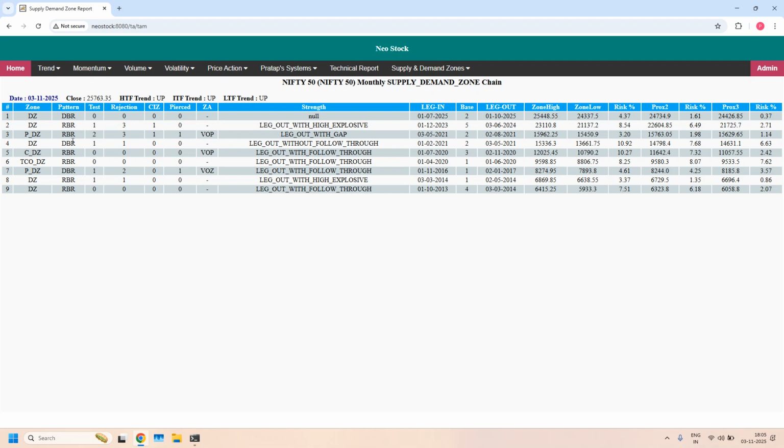In any supply demand zone chain report, always look into the zone column for finding the high liquidity zones. Look into the pierced column to find the pierced zones. Always look into the LTF trend to find the trend of the current time frame you have selected. We already learned one time frame higher is ITF, one more time frame higher is HTF. Follow the rules for all the supply demand zone chain reports.